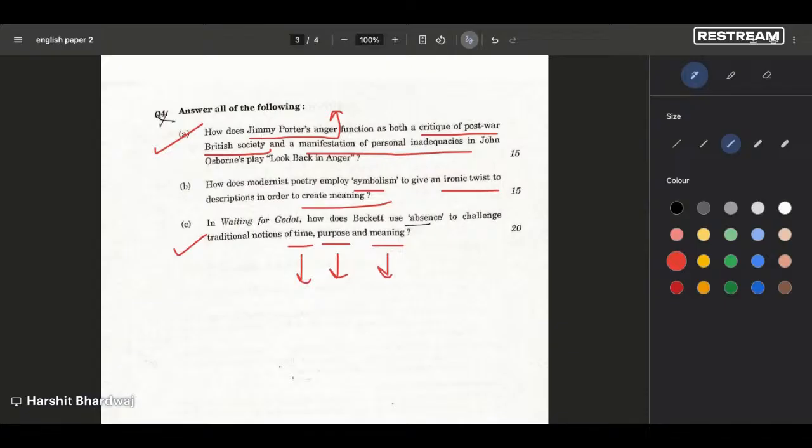In my experience, Waiting for Godot questions are the easiest questions to do because they revolve around these ideas, and a lot of the time they're 20 markers. The play sounds and reads complicated, but the questions will fetch you a lot of marks. Any questions, any comments? Please leave comments in the comment section.